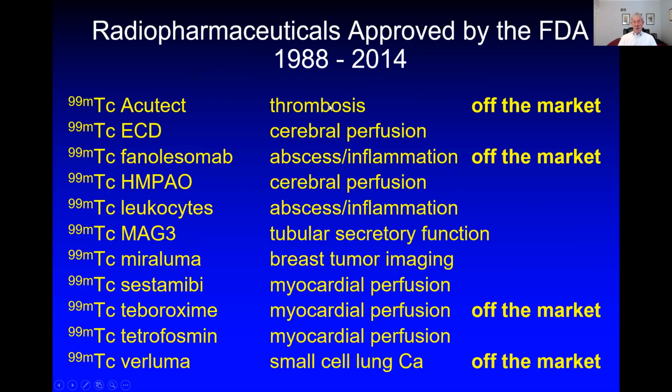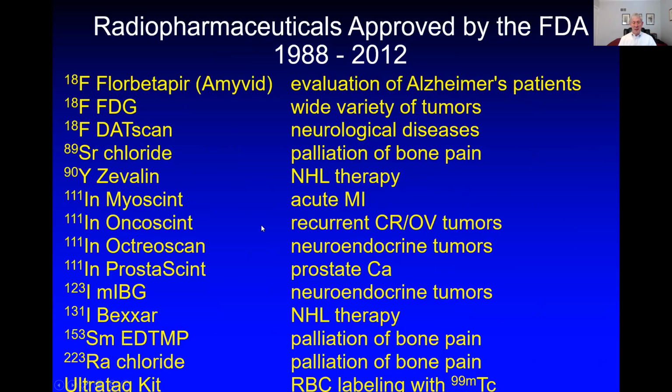We've had drugs for diagnosis of deep vein thrombosis, brain perfusion studies, abscesses and inflammatory sites, renal function, breast tumor imaging, several drugs for myocardial perfusion, and a drug that came and went but diagnosed small cell lung carcinoma. And there are a few others now. There's another colloid on the market, Lymphoseek, that's not on this list. These are all just technetium products. And then here are some other drugs listed. None of these is technetium. They're all other isotopes. More of these tend to be oncologic in nature, but not all of them.